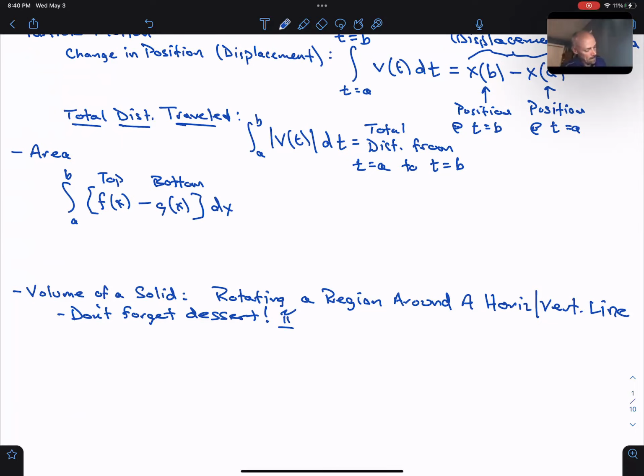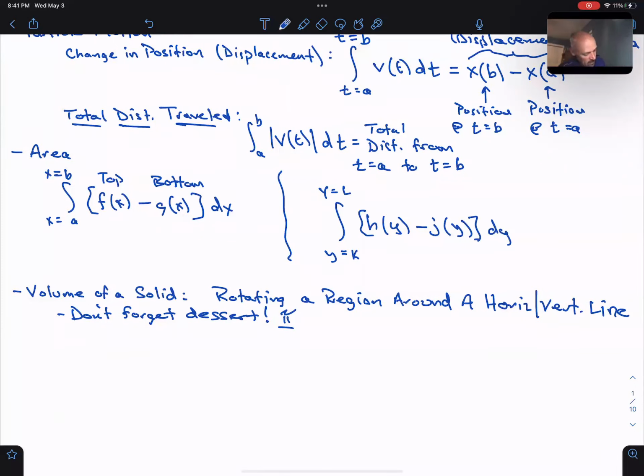Or if we live in an alternate universe, sometimes they'll ask this, not as common, but we could be looking at this in terms of y. So now we're looking at y equals, let's say, k, y equals L, and now we've got a function of y, h of y minus j of y. And our differential, of course, would be dy. In this case, this is going to be the rightmost function minus the left function, okay?